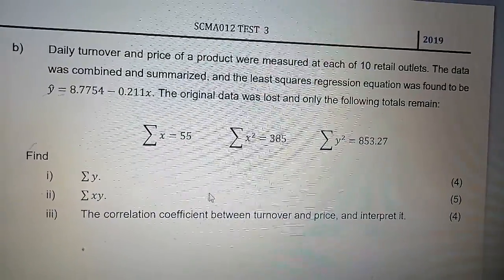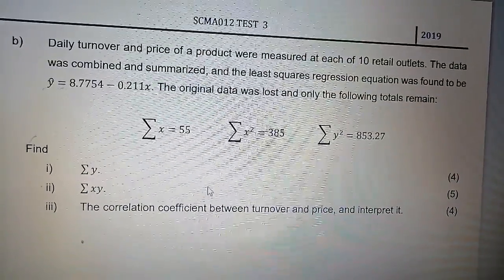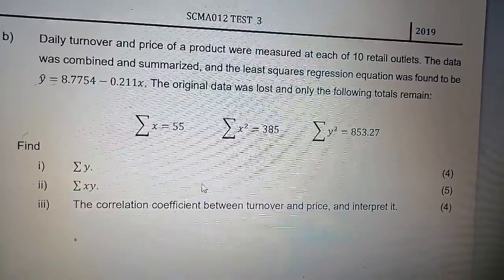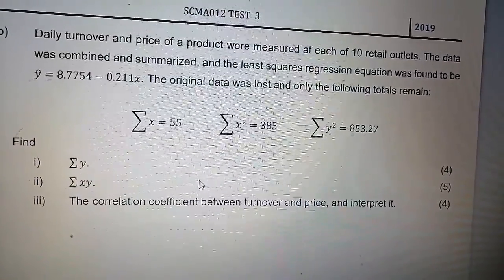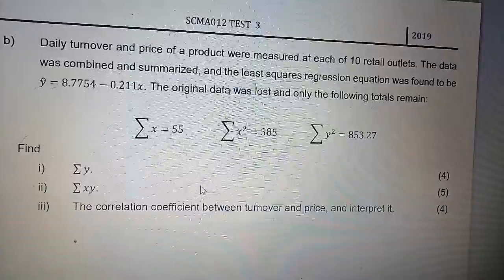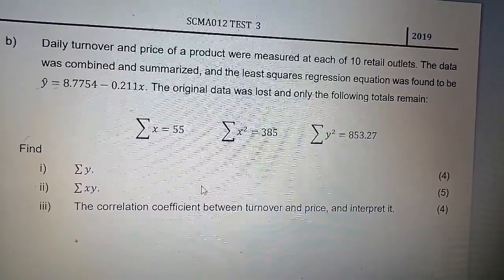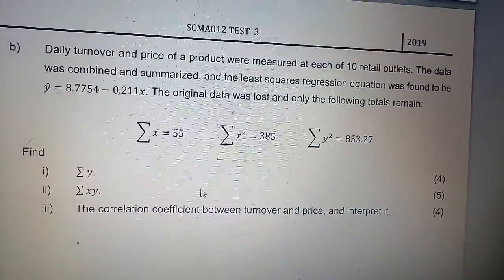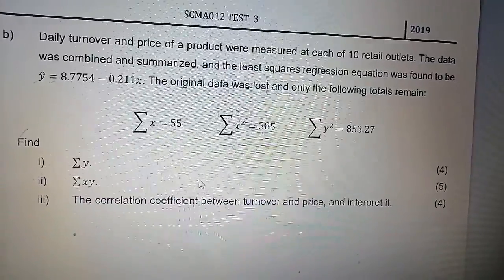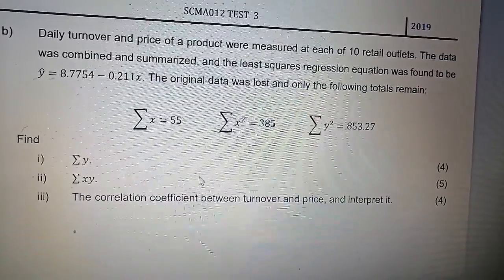Okay, here's the question. Question number B. Daily turnover and price of product were measured at each of 10 retail outlets. The data was combined and summarized, and the least square regression to be. So you're given the equation, you're given the sum of x, and you're given the sum of x squared and the sum of y squared.